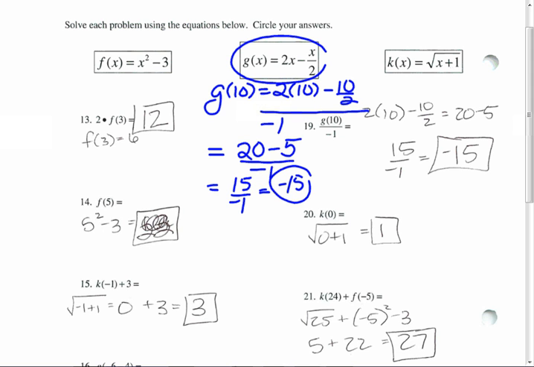Okay, so k of 0, number 20, k of 0, I'm going to put the 0 right there. So it's the square root of 0 plus 1. So it's not a very long lesson today. Is that okay? Can you scroll down? Yeah, and it's online too.